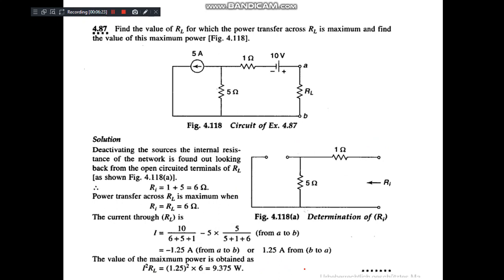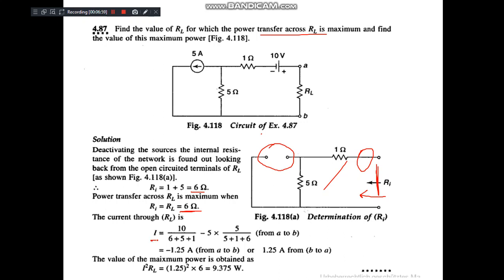We'll see one more problem. Here also a very simple problem. To get the Ri value, for maximum power across the load, we have to open the current source, short the supply voltage, and also open the load, and observe from the open circuit terminals. The total resistance is, these two are in series now, so that is why it is 6. So Ri is equal to RL. According to maximum power, RL is equal to Ri.